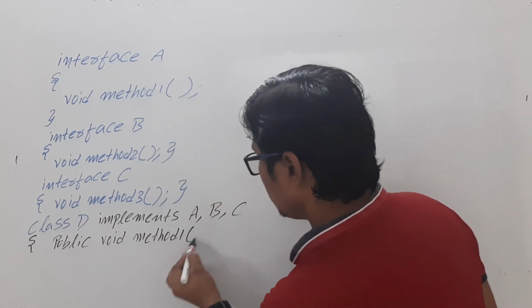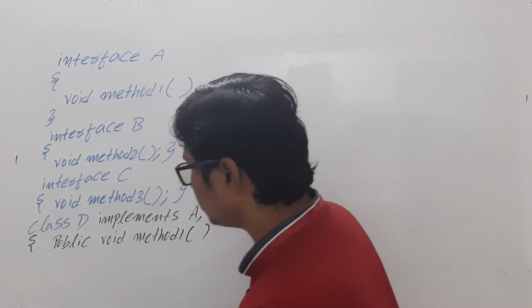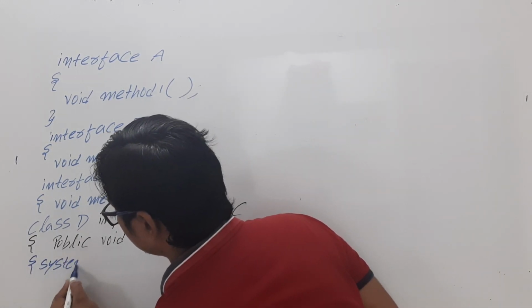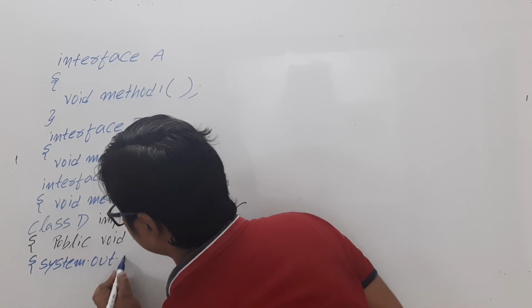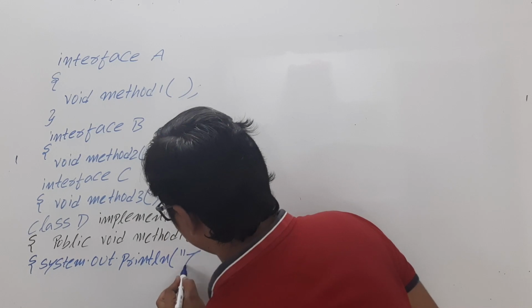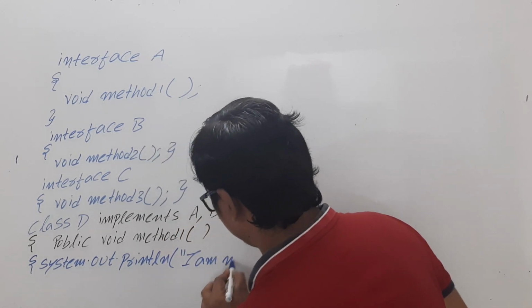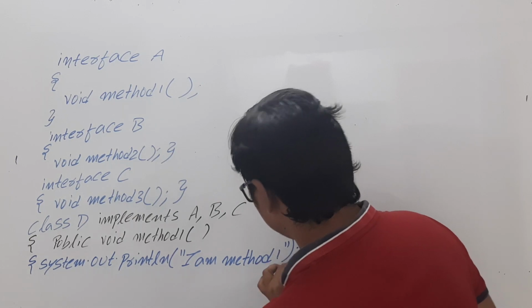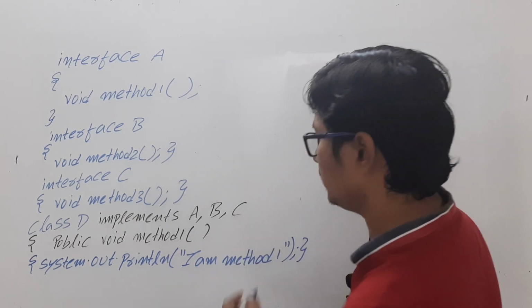Then I will write the implementation. I'll just write system.out.println, I am method1. Let me write I am method1. Let me close the method.